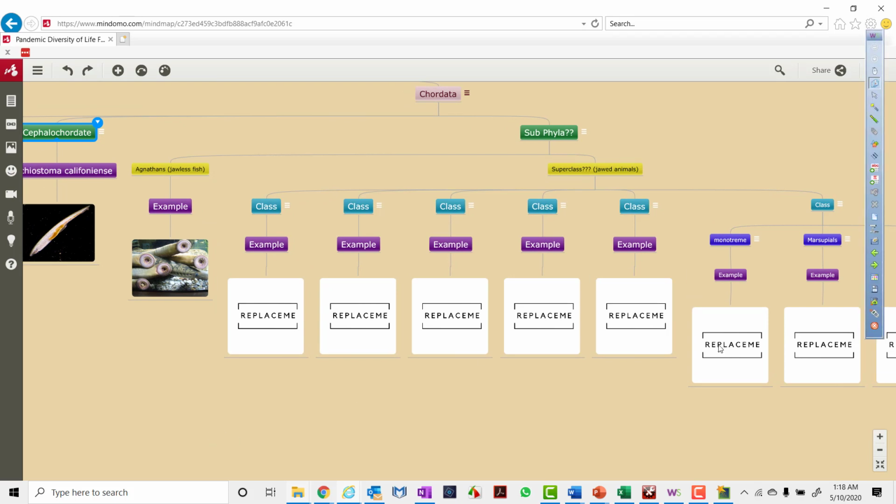So when you go through the learning, you're going to understand how the jaw evolved a little bit. And then there's the other superclass that includes the jawed animals. And I want you to tell me the name of that superclass. So it's missing. That's why there's a question mark there.